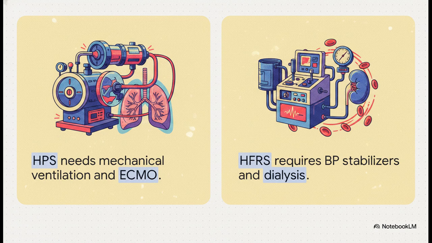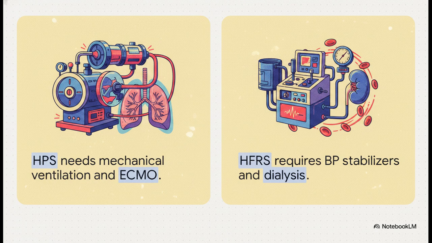To save a sinking ship in an HFRS case, doctors heavily rely on dialysis to bail out those failing kidneys and stabilize the patient's blood pressure. But for HPS, where the lungs are literally drowning in leaked plasma, the primary focus is oxygen. Mechanical ventilation is the standard go-to, but the notes highlight an absolutely crucial lifeline, ECMO.